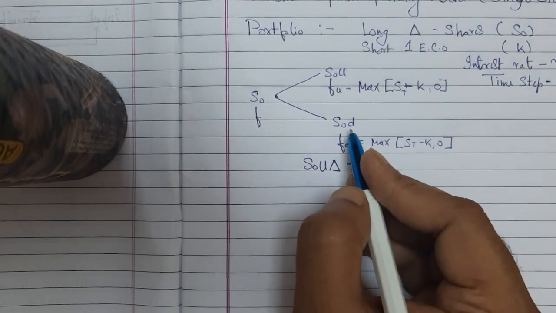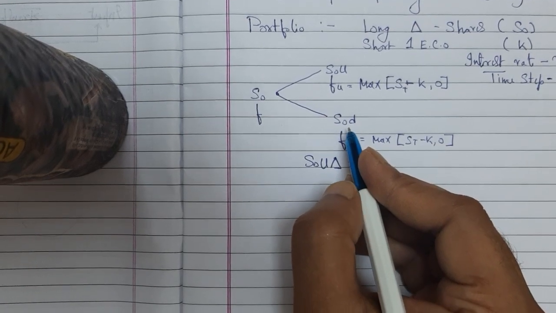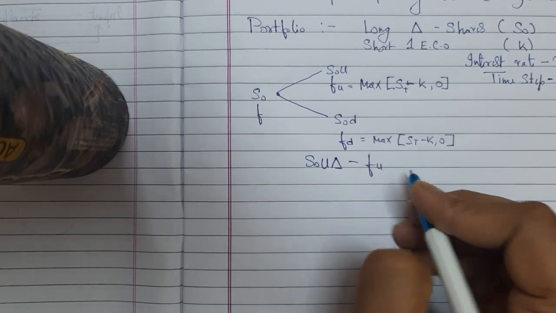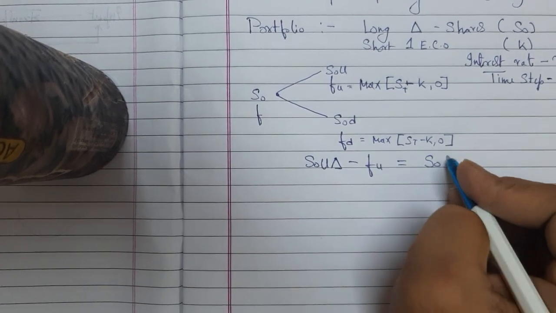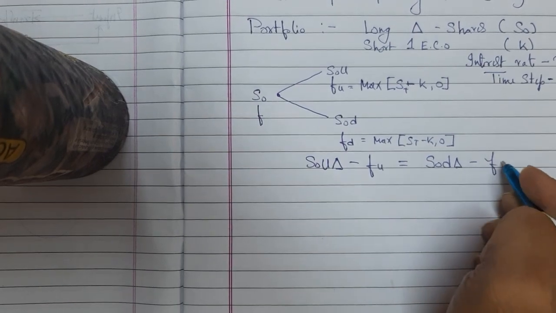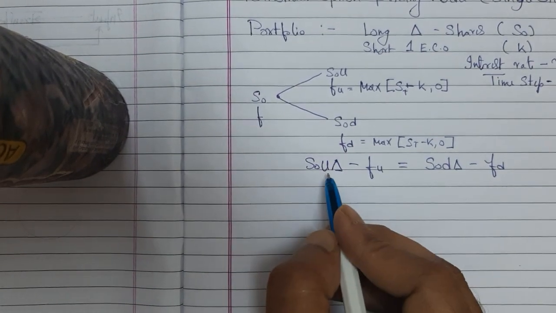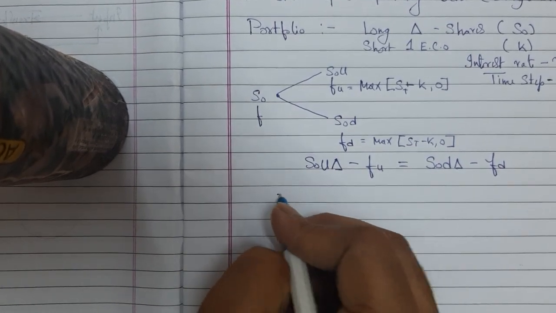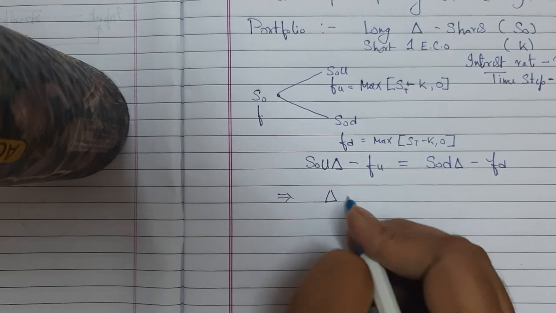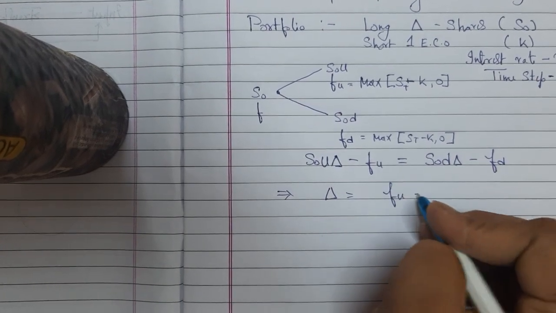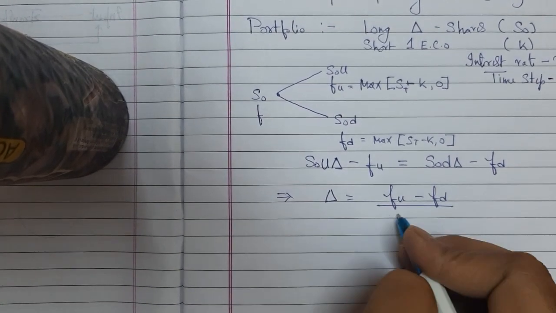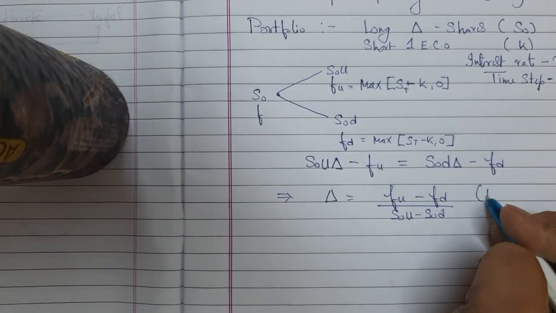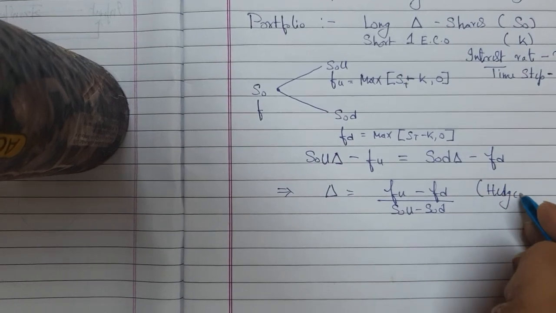On similar lines, when the spot market price is equal to S0D, the value of the portfolio will be equal to S0D delta minus FD. And as it is a riskless portfolio, this relationship must hold true. On simplifying for delta, we get delta equal to FU minus FD upon S0U minus S0D. This is termed the hedge ratio.